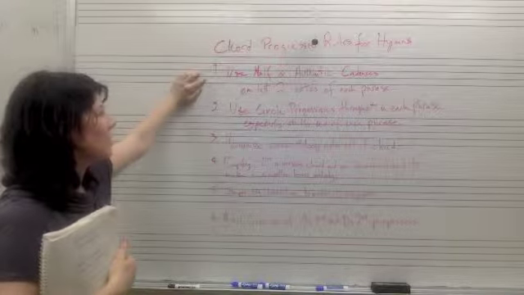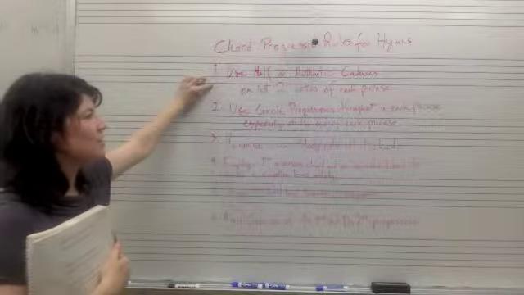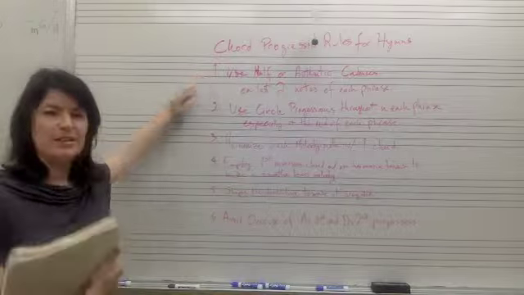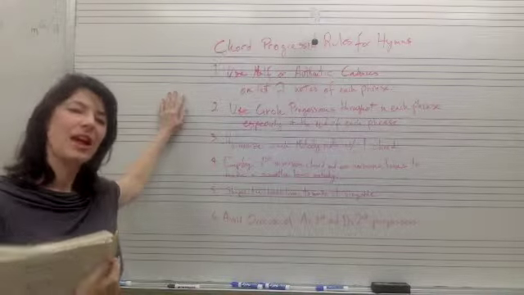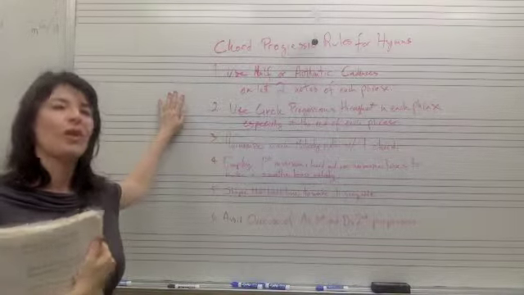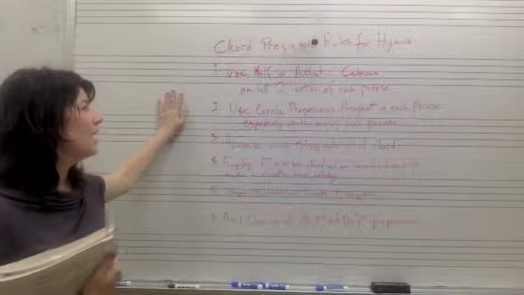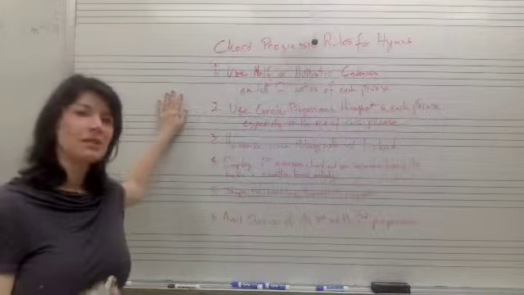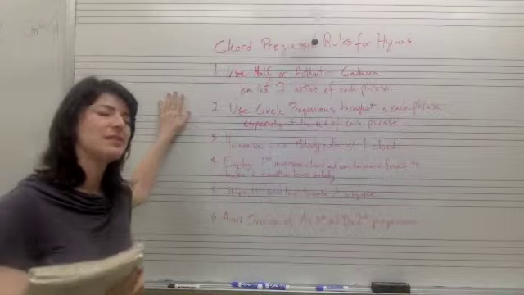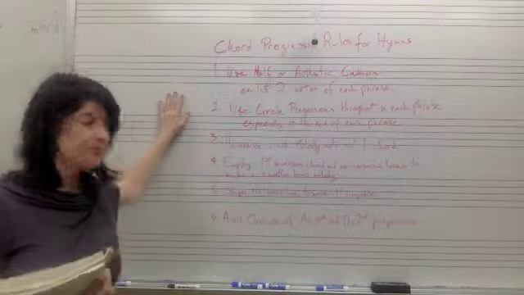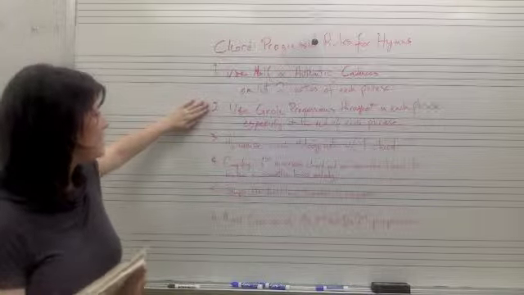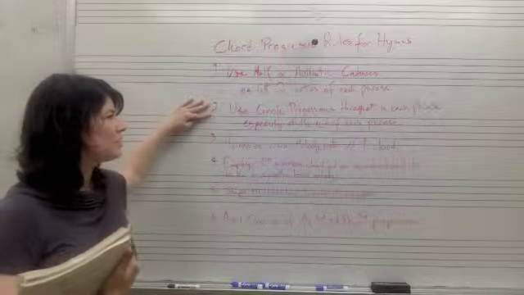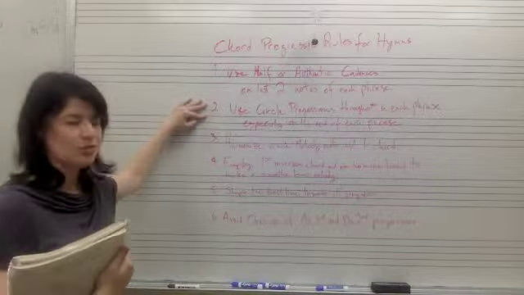Use half or authentic cadences on the last 2 notes of each phrase. All right, so that means that the last 2 notes of each phrase is going to end in a half or a perfect authentic cadence. Actually, it could be an imperfect authentic cadence as well, as long as it's an authentic cadence. So yeah, they're all pretty easy. Number 2, you want to use circle progressions throughout in each phrase.